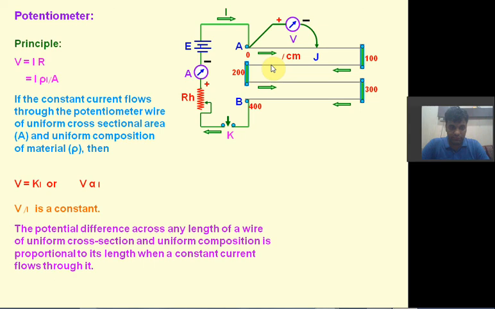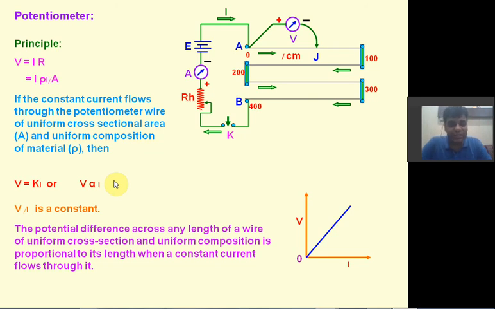So if constant current flows through the potentiometer wire of uniform area A and uniform resistivity rho, then we can find V is equal to K into L. That means if I put I rho upon A is equal to K, only L is left, so V is proportional to L, and V divided by L is called potential gradient. So here we are measuring potential gradient.